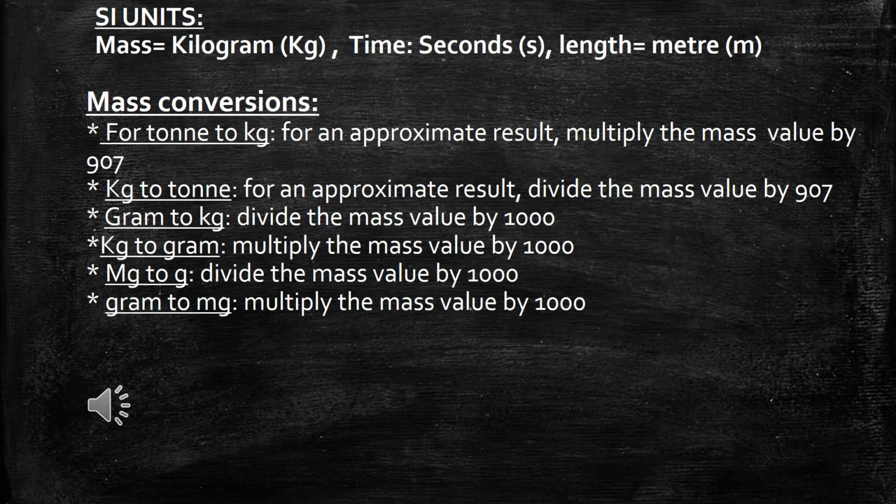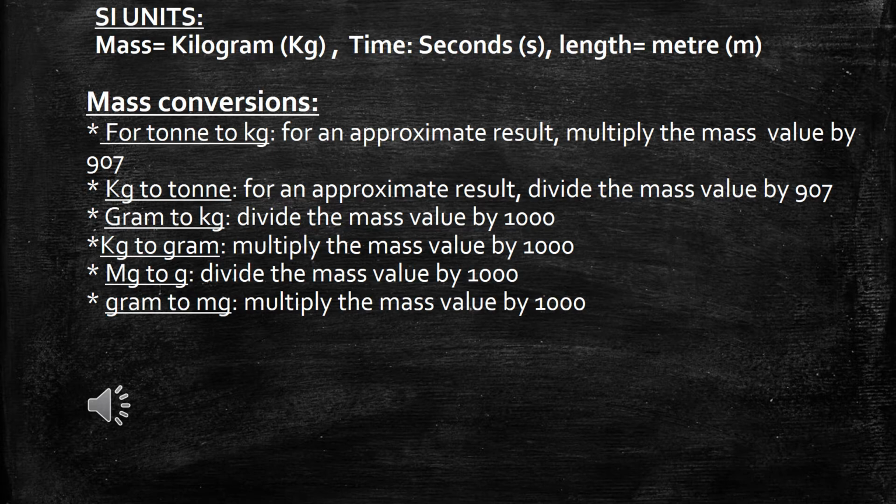Now let's talk about kg or kilogram to ton. For an approximate result, you are going to divide the mass by 907. For example, if I give you 2 kg and ask you to convert it into tons, you will just divide the 2 kg by 907, and then you will get your required result, and the answer will be in tons.